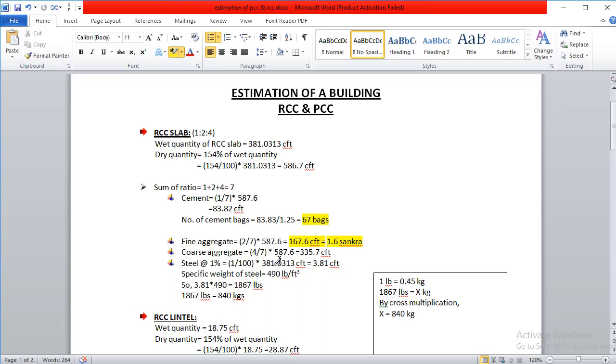Now for the coarse aggregate, 4 divided by 7, where 4 is the ratio for coarse aggregate and 7 is the sum of ratio. Multiply it with the dry quantity of RCC, and you will get the quantity of coarse aggregate.